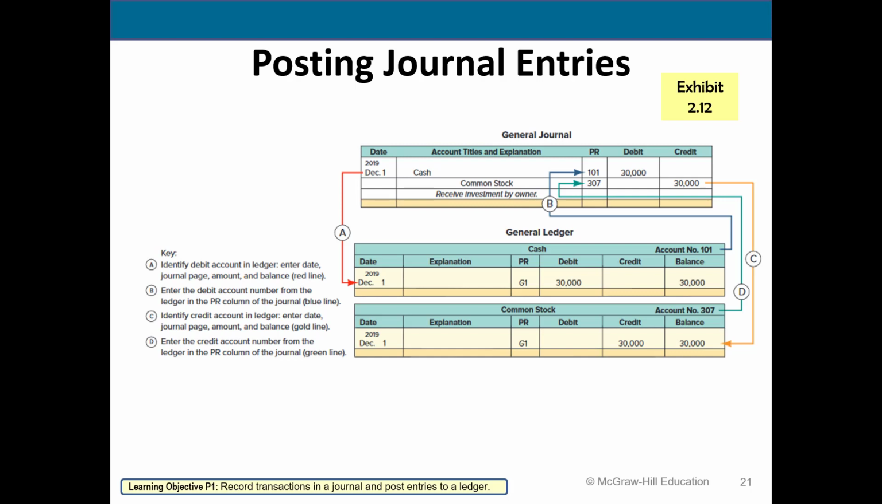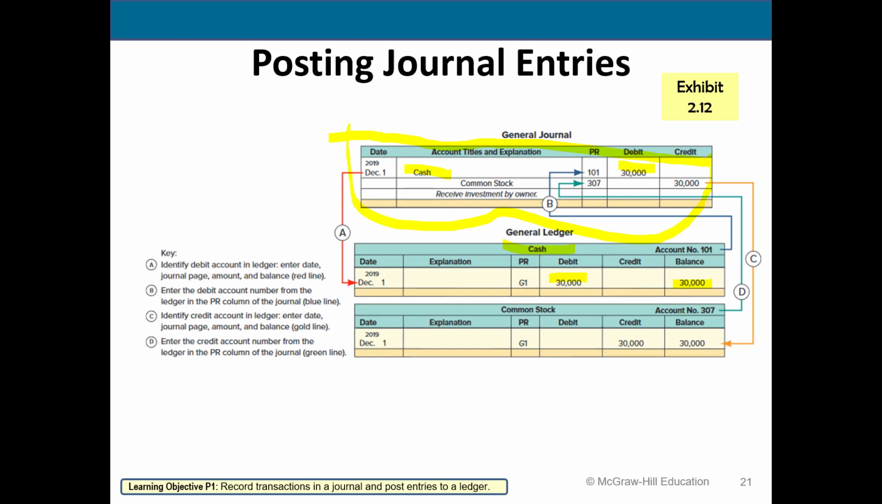This shows you the process of how to post. So here is the journal entry that we're posting. We have an amount to post to the cash account. So come down to the cash, 30,000 debit, bring the balance forward.